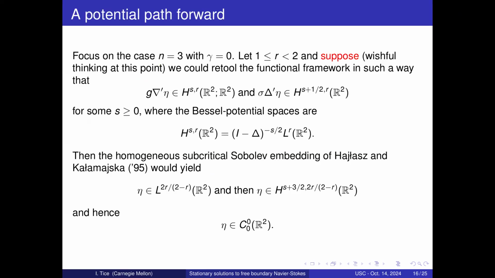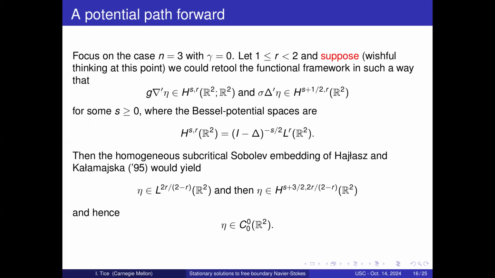Well, so then Noah started thinking about this, and he made the following observation. Let's just focus on 3D here. Let's assume n is equal to 3 and gamma is equal to 0. And what Noah said is, suppose we could somehow retool our functional framework so that we were not working with L2-based spaces, but slightly subcritical. So we could drop the integrability index to R for R strictly less than 2.